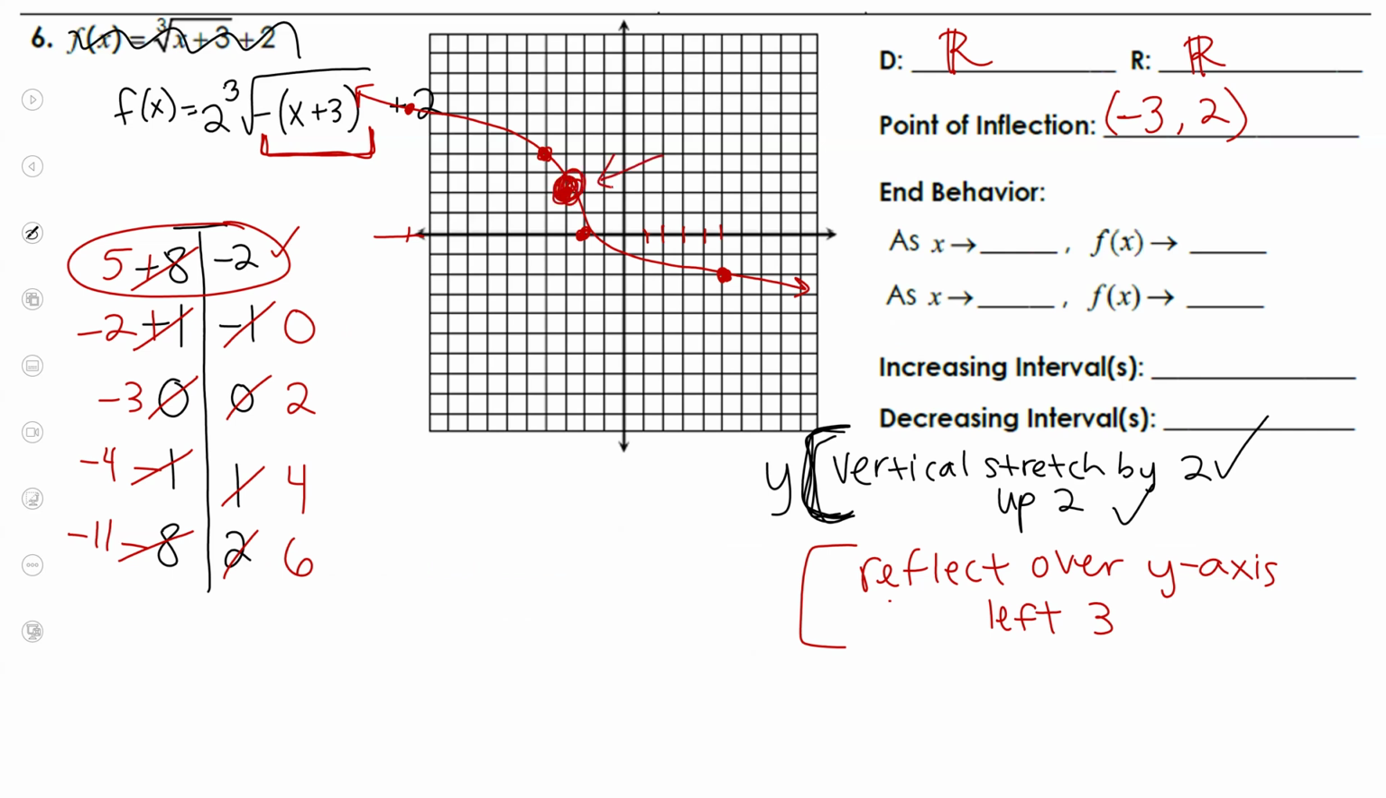Okay, so as X goes to the left, does Y go where? As we go this way, what's happening to the Y values? It goes up. Well, that's a little different than the parent function. As X goes to the right, what's happening to the Y's? It's going down. All right, that's it.